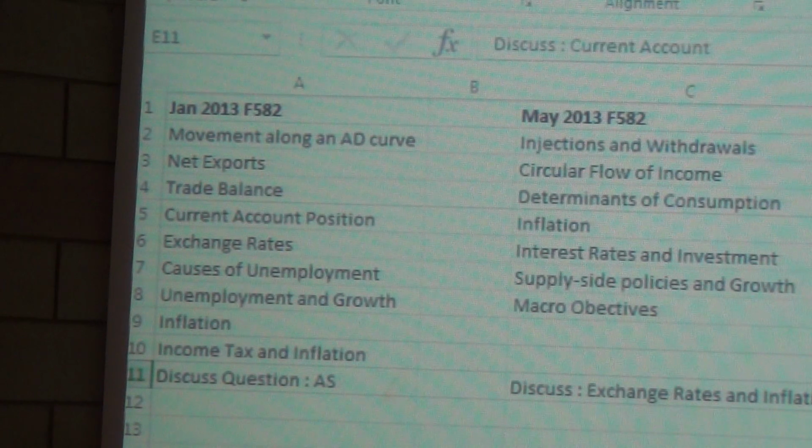And then moving on, the summer of 2014, so this is the most recent paper, let me just check that you can actually see that on screen.